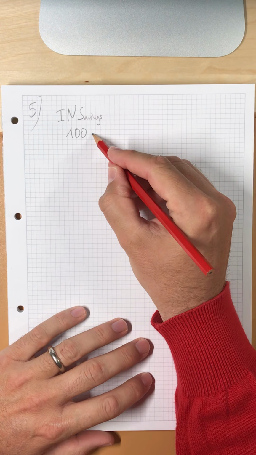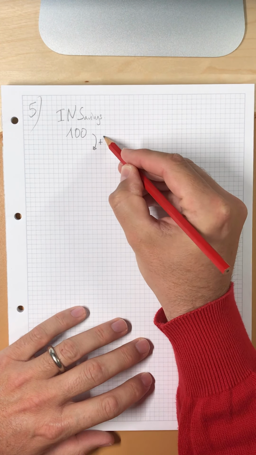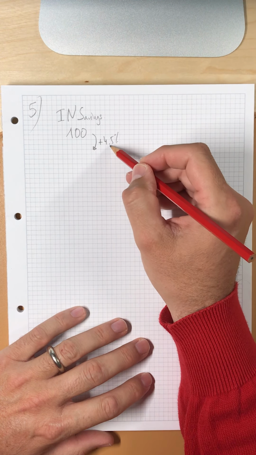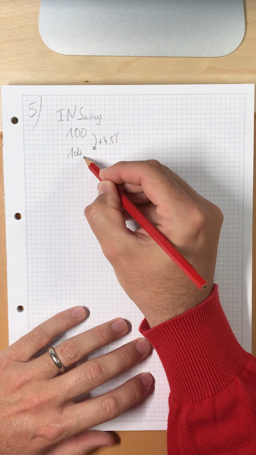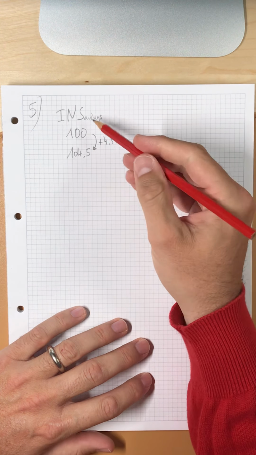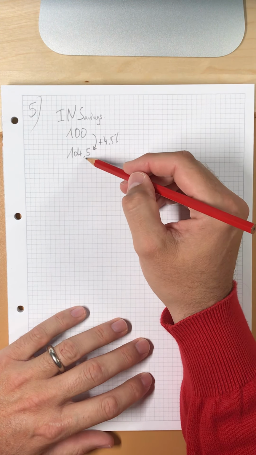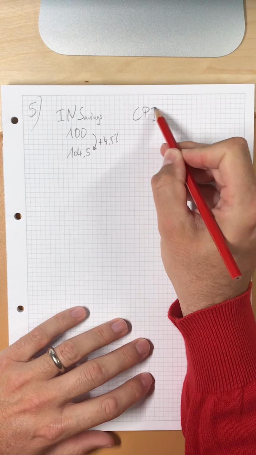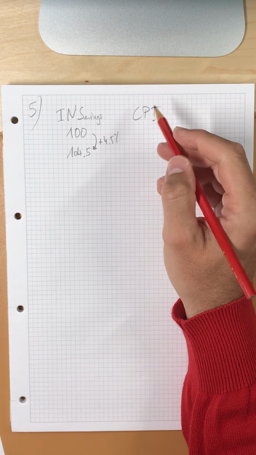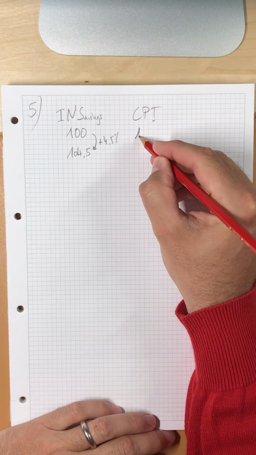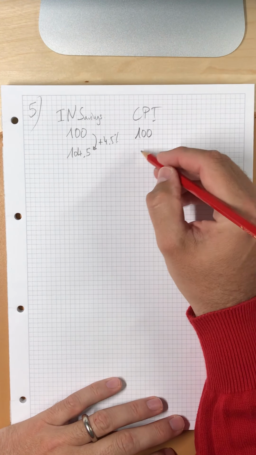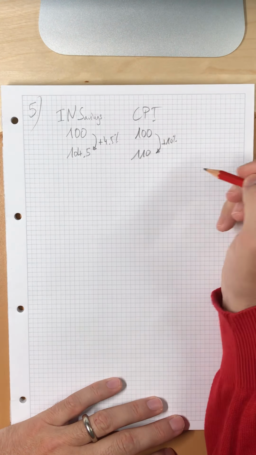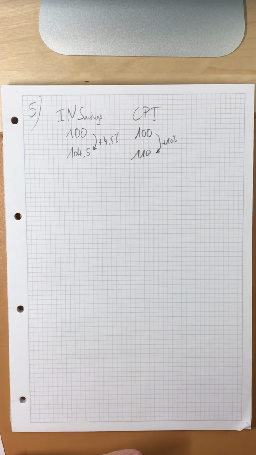And if you have an interest rate of 4.5%, just add 4.5%, and the new index of nominal savings is 104.5. During the same period, we face an increase. The inflation rate was 10%. So you start with 100 and you add 10% of inflation. So the new CPI would be 110.